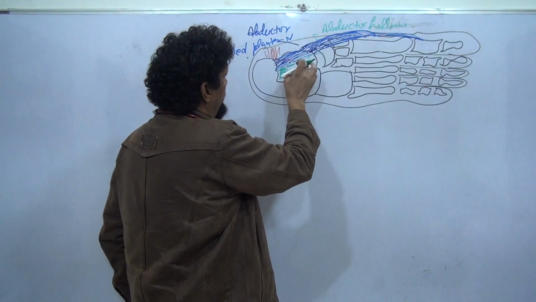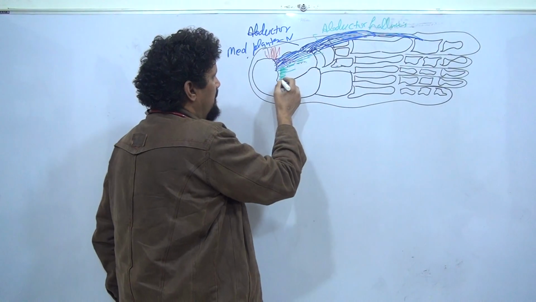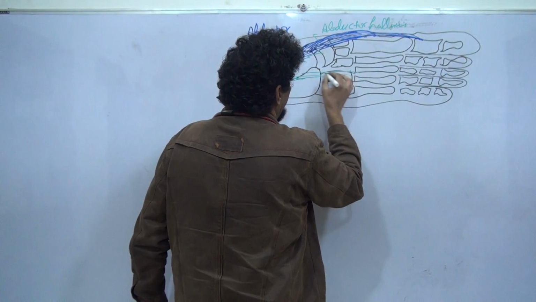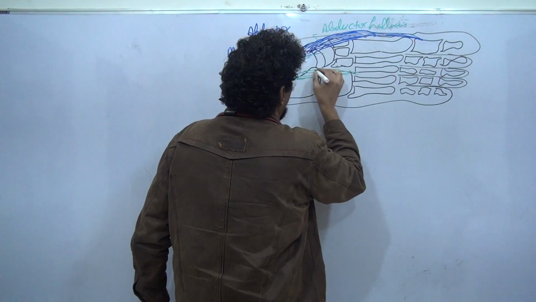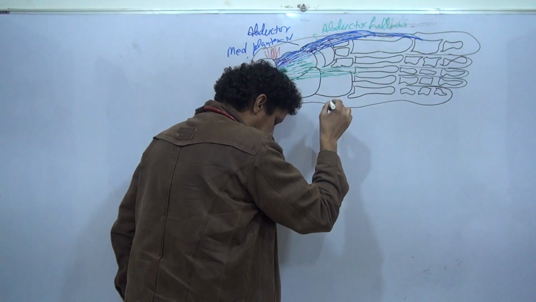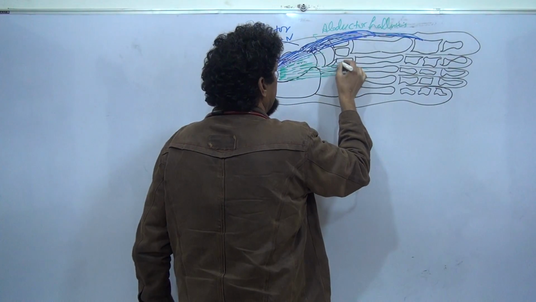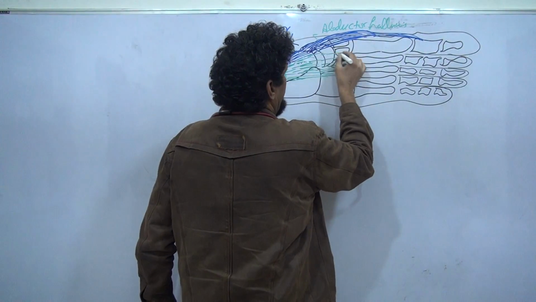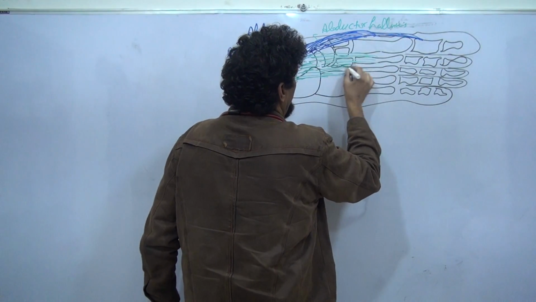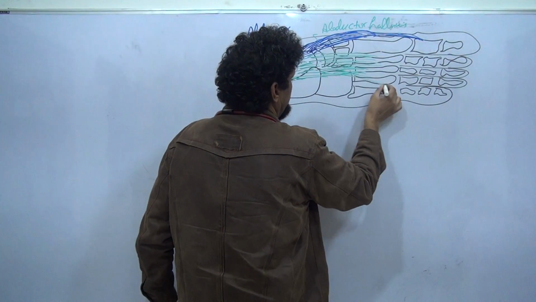the adjoining medial and lateral intermuscular septum, and the plantar aponeurosis. Beneath that the muscle lies. So these are the fibers of the flexor digitorum brevis.